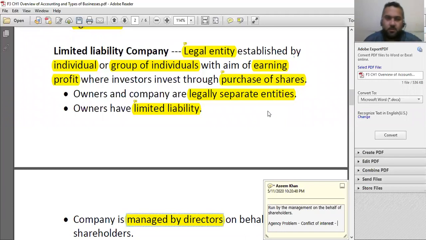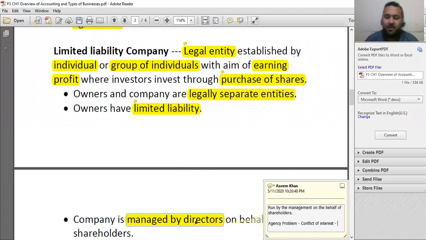Now look at the point which we have studied here: who is managing the company? Directors. Directors will be involved in the running of the business, so they will know better the daily activities of the business, what is going on. Shareholders will not be directly involved in the running, so they may not know what is going on.